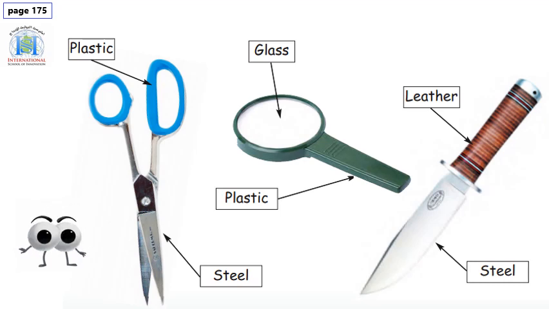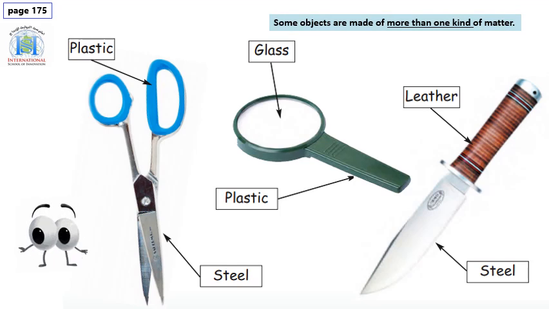Okay, so again, scissors are made of two kinds of matter, plastic and the metal part. The magnifier, glass and plastic. The knife, leather and metal. So, as we said, some objects are made of more than one kind of matter.